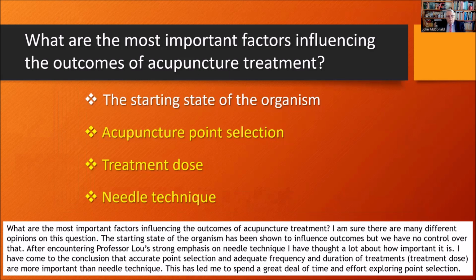What are the most important factors influencing the outcomes of acupuncture treatment? I'm sure there are many different opinions on this question. The starting state of the organism has been shown to influence outcomes, but we have no control over that. After encountering Professor Lowe's strong emphasis on needle technique, I have thought a lot about how important it is. I've come to the conclusion that accurate point selection and adequate frequency and duration of treatment dose are more important than needle technique. And this has caused me to spend a great deal of time and effort exploring point selection.